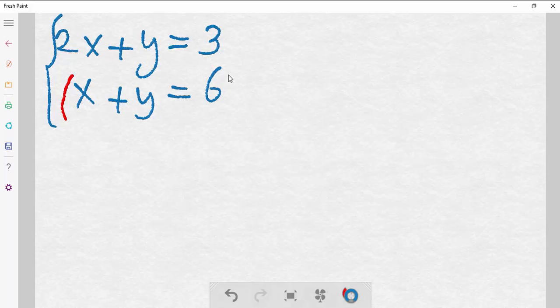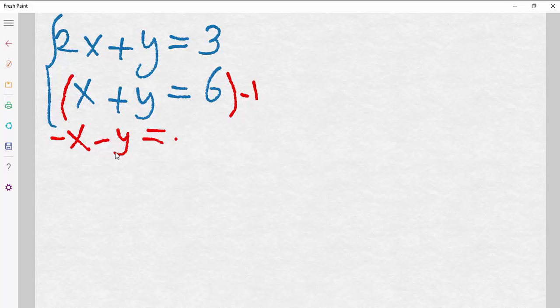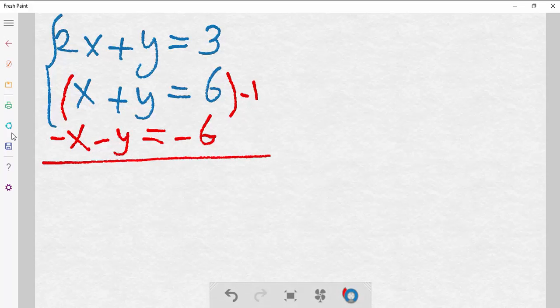If I multiply this equation by negative 1, what will happen? Negative 1 times x, negative x. Negative 1 times y is negative y. And then negative 1 times 6 is negative 6. Now, I add the first equation with the updated second equation.